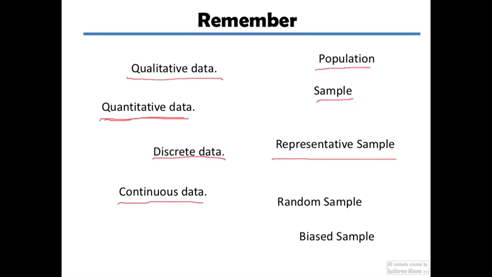A representative sample, when you try to have all different types of elements represented. Random, when we just take random and everybody has the same chance of being selected. And biased, when we've cheated or we have done things wrong. That's what a biased sample is.